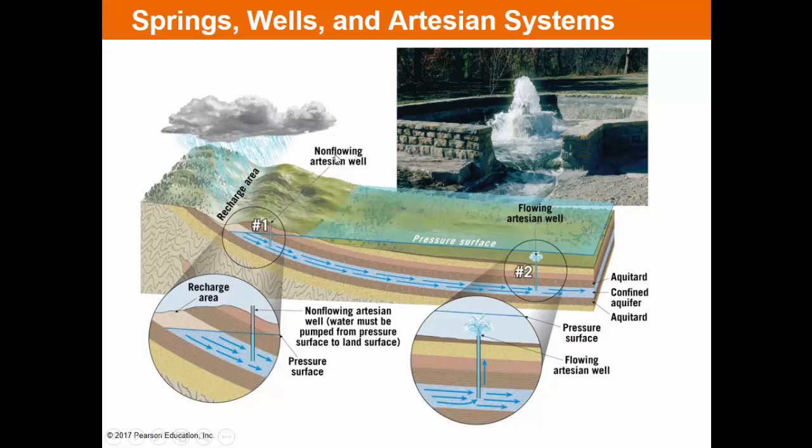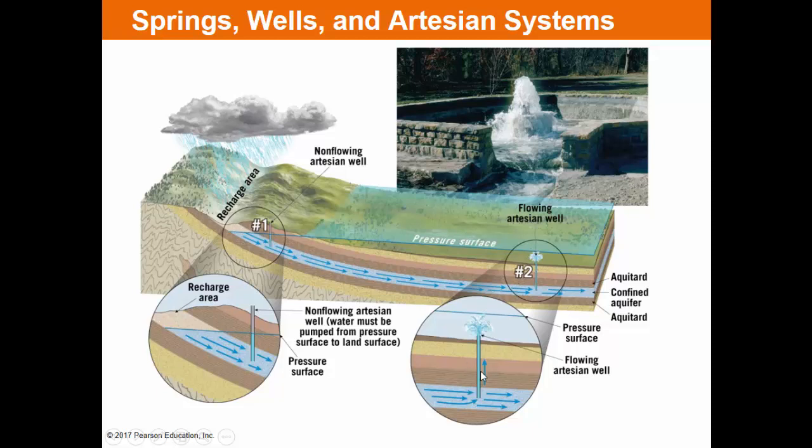So this is a non-flowing artesian well because you dug a well, it got pushed up, but not all the way up. This is a flowing artesian well, like we see here in this example, because the ground is literally lower than the water table. That's the water table, that's the pressure surface right there, and the ground is lower than it, so the water actually flows up and out of it, as you can see here.